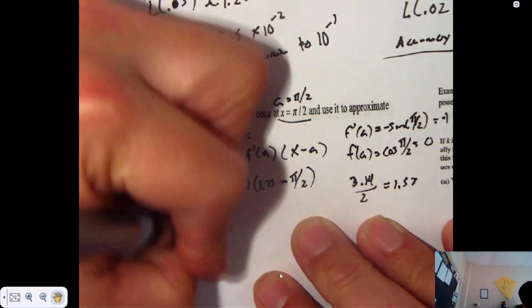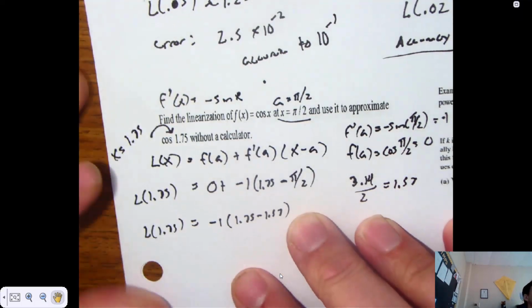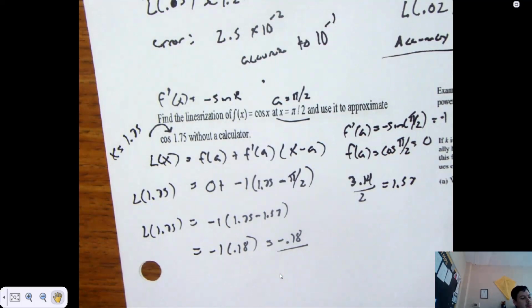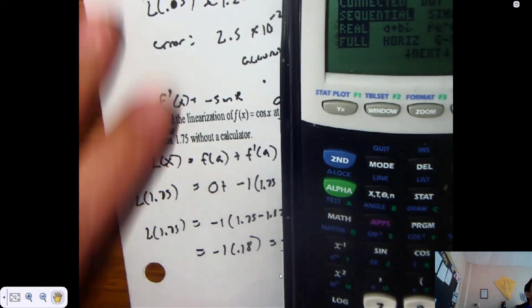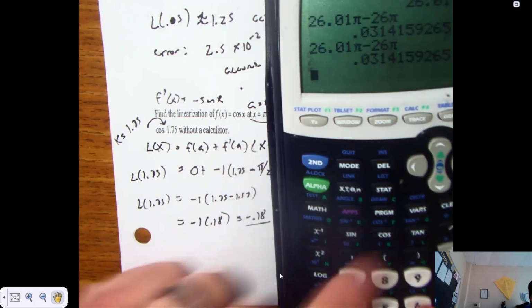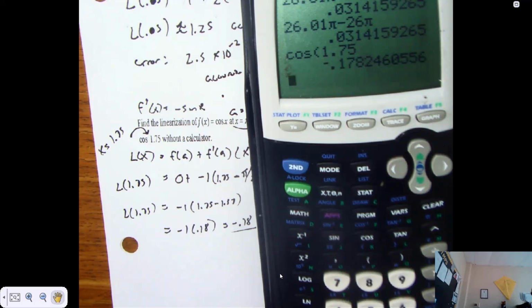So this would be negative 1 times 1.75 minus 1.57. And 1.75 minus 1.57 is what? 0.18? So negative 0.18 is my estimate, my approximation. Let's see how close I was, because if I'm too far off, I screwed up. So I went back to radian mode, cosine 1.75, negative 0.178. Pretty close, huh?